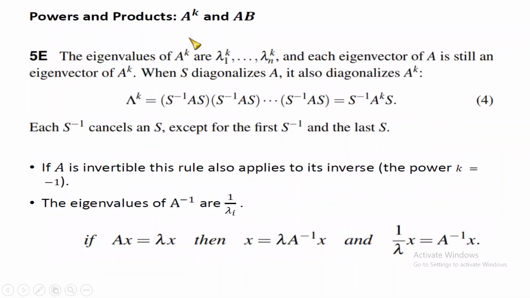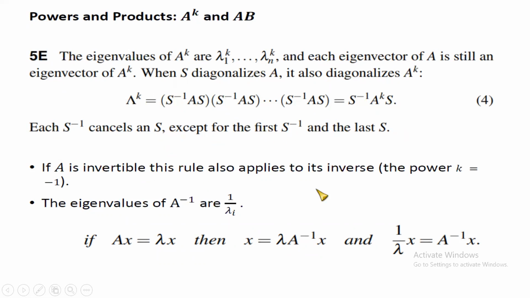The eigenvalues of A^k are lambda 1^k up to lambda n^k, and each eigenvector of A is still an eigenvector of A to the power k. So when S diagonalizes A, it also diagonalizes A to the power k. Lambda^k is equal to S inverse AS multiplied by S inverse AS and so on, up to S inverse AS, which equals S inverse A^k S. Each S inverse cancels an S except for the first S inverse and the last S.